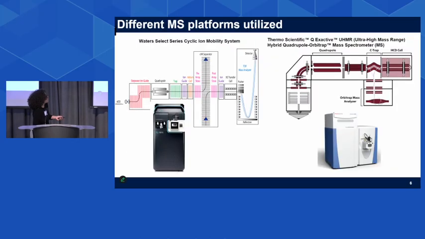I just wanted to mention that there were a few mass spec platforms that were utilized for this project that I'm going to show the data for, including the Waters cyclic ion mobility, which works in principle the same way that I just explained for the SYNAPT G2, as well as the Q Exactive UHMR. And this one works with an Orbitrap mass analyzer, and it doesn't provide any ion mobility data, but it has the ability to give us extremely high resolution mass analysis.